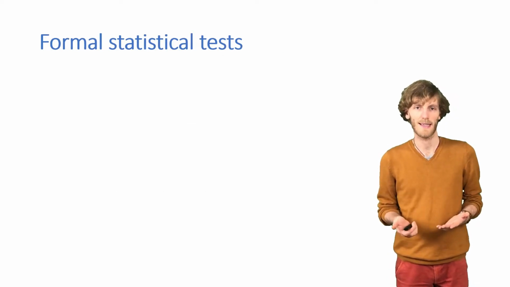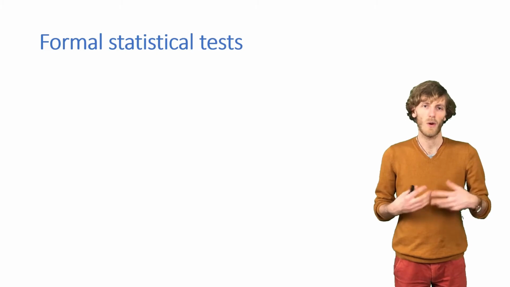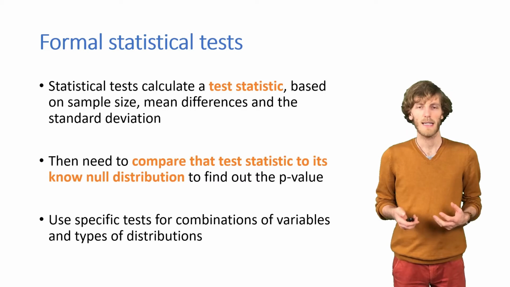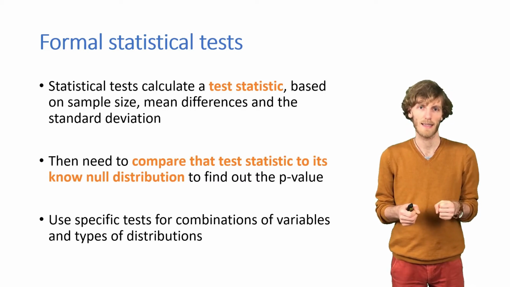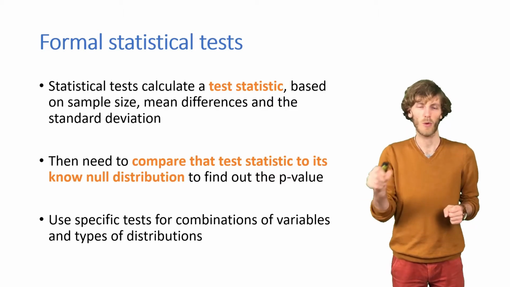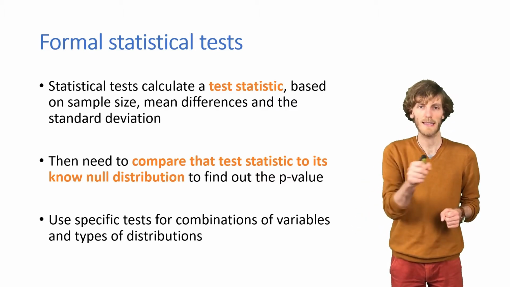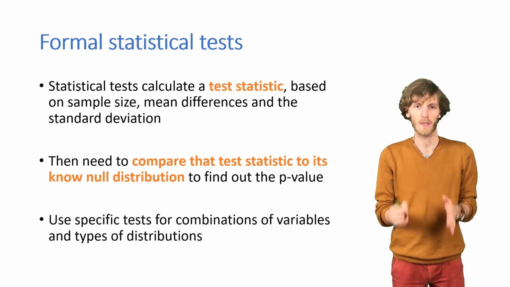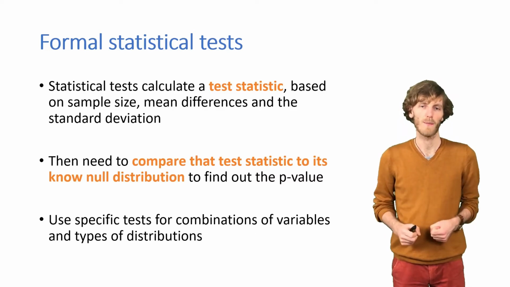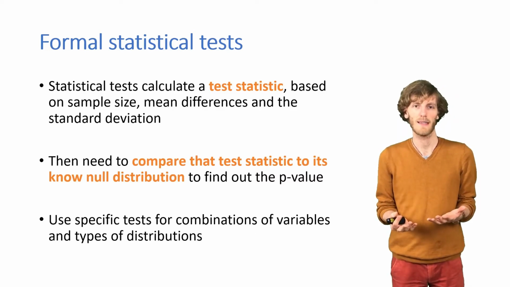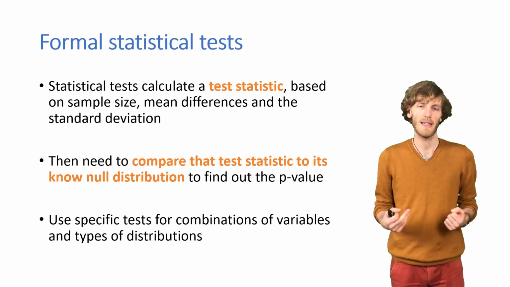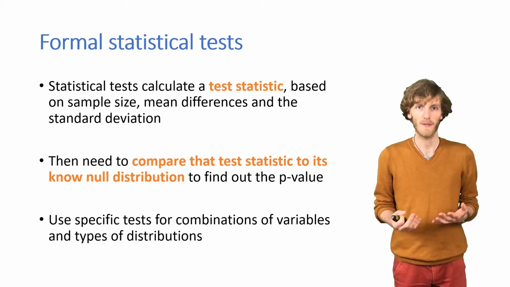What are formal statistical tests? Well, there are many of them, but they're all based on a similar idea. They're based on the idea that we can calculate some test statistic, that we can then compare against a known null distribution, so against the distribution that it would follow if there was no difference, and then get a p-value from that. So we can then get the probability that our data would have been observed if there had been no difference in the population, and use that to decide what to believe.